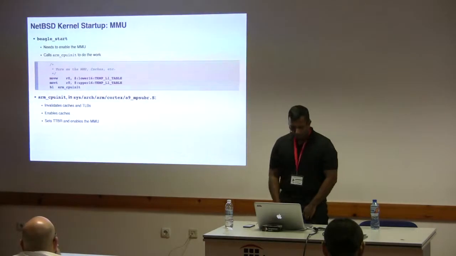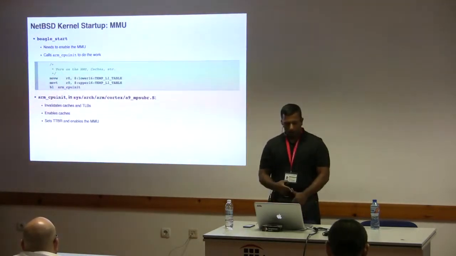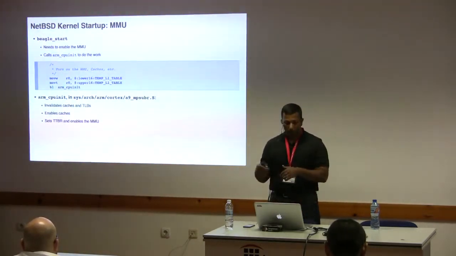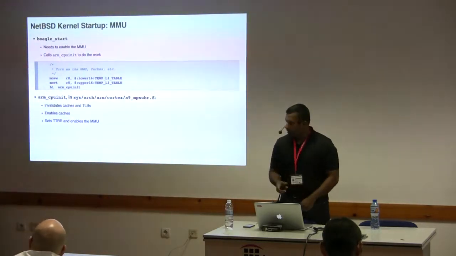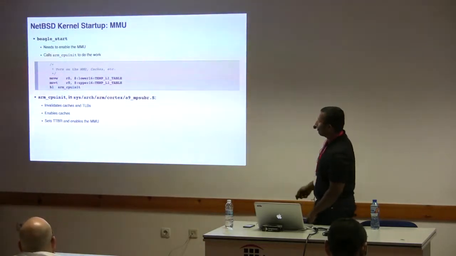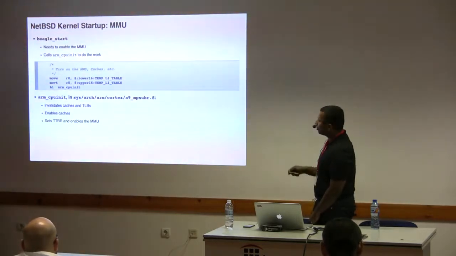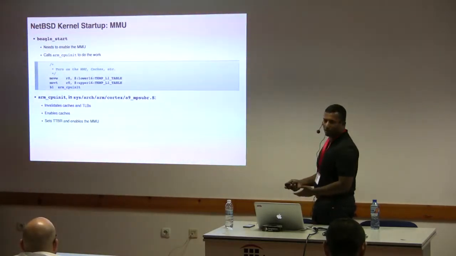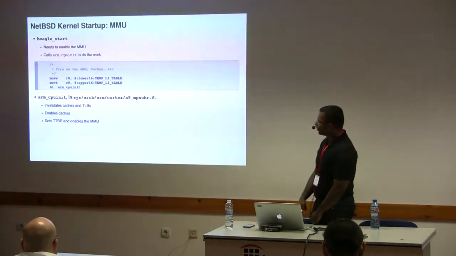After that, beagle_start will continue to run, and it needs to enable the MMU, and it calls armv7_cpu_init to do the work. If you read this comment, it says turn on the MMU and caches. So it passes in that temporary L1 page table that we mentioned earlier. The name is a little bit misleading. It's in a function that has an A9 file, but it also applies to the Cortex A8 as well, which is the processor on the BeagleBone.